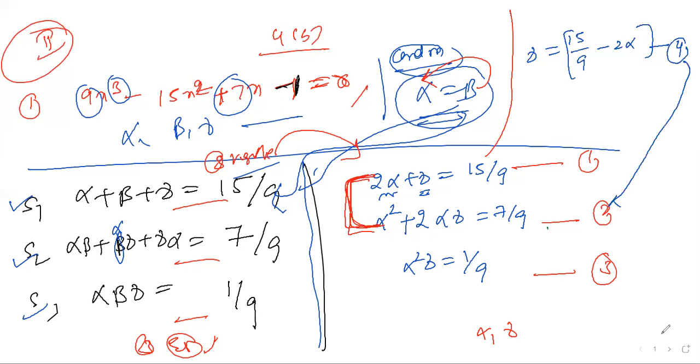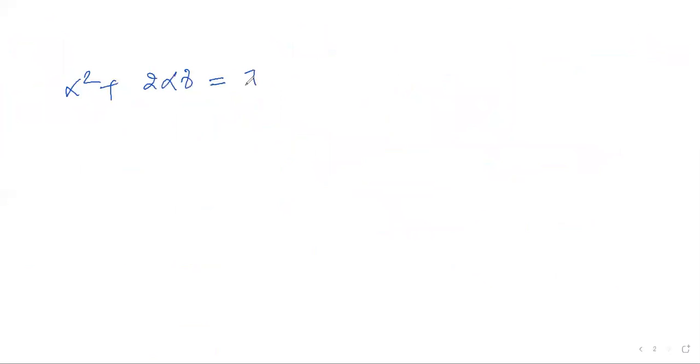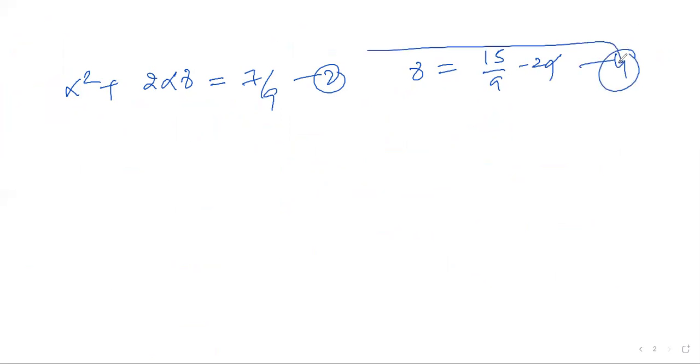Alpha square plus 2 alpha gamma is equal to how much? 7 by 9. This is equation number 2. What is equation number 4? Gamma is equal to 15 by 9 minus 2 alpha. This equation number 4, you substitute into equation number 2.